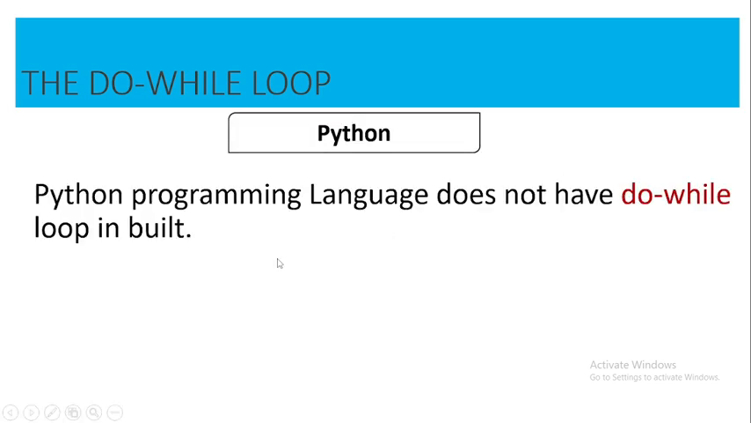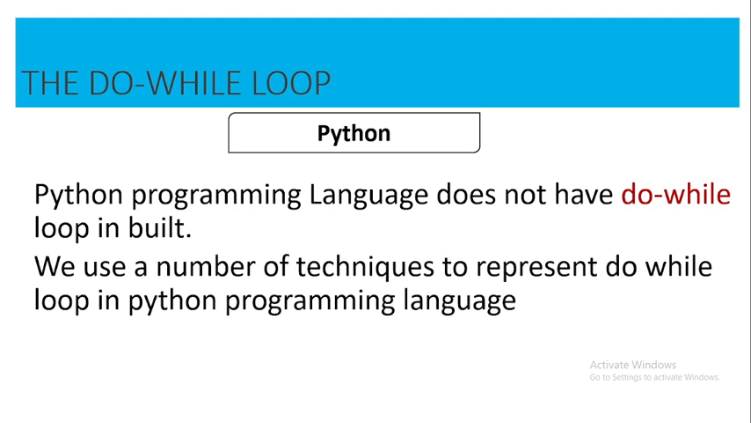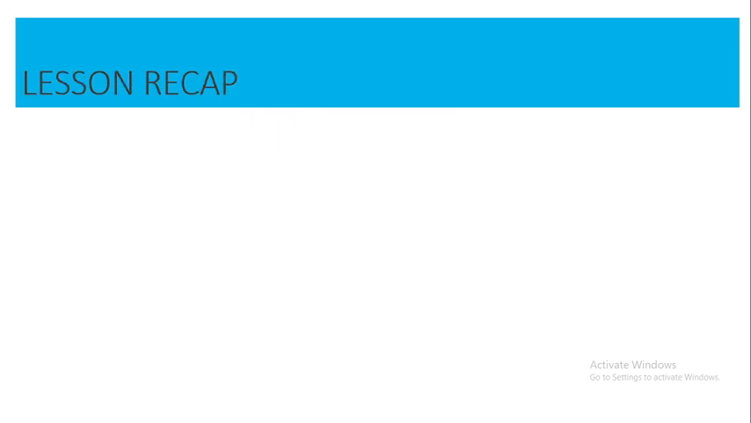In the Python programming language, there is no do while loop construct built into the language, unlike the Java and JavaScript programming languages. There are a number of techniques used to represent the do while loop in the Python programming language. The Python programming language has no do while loop built into the system, but we use some number of techniques in order to represent the do while loop in Python.